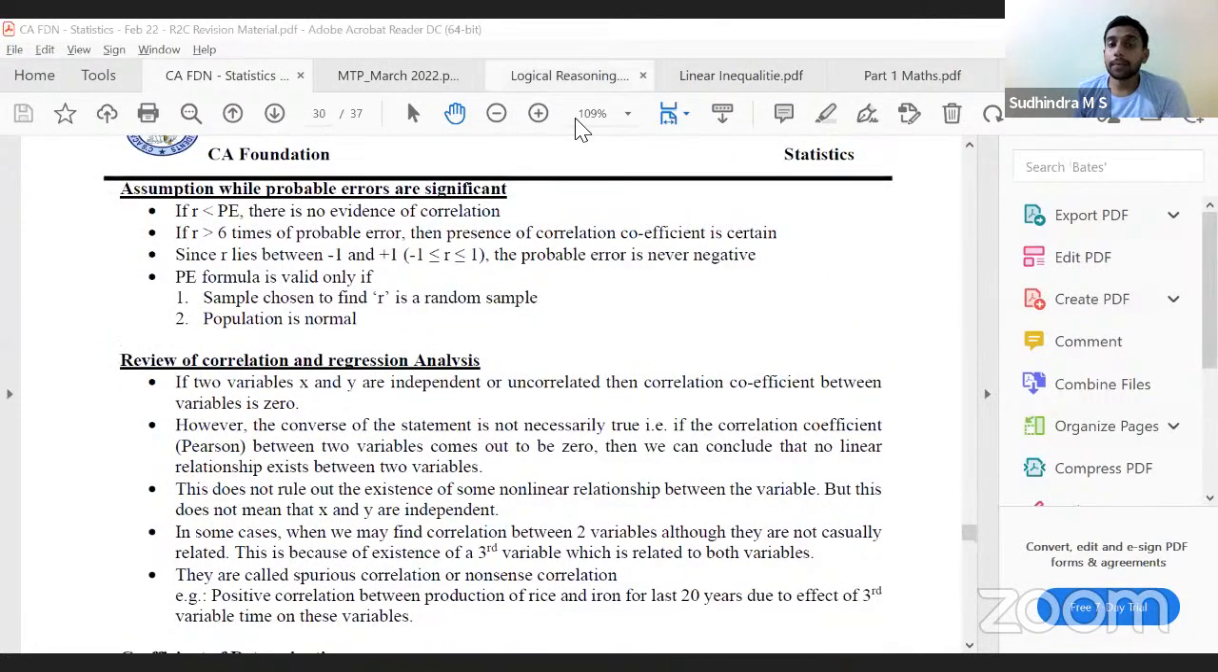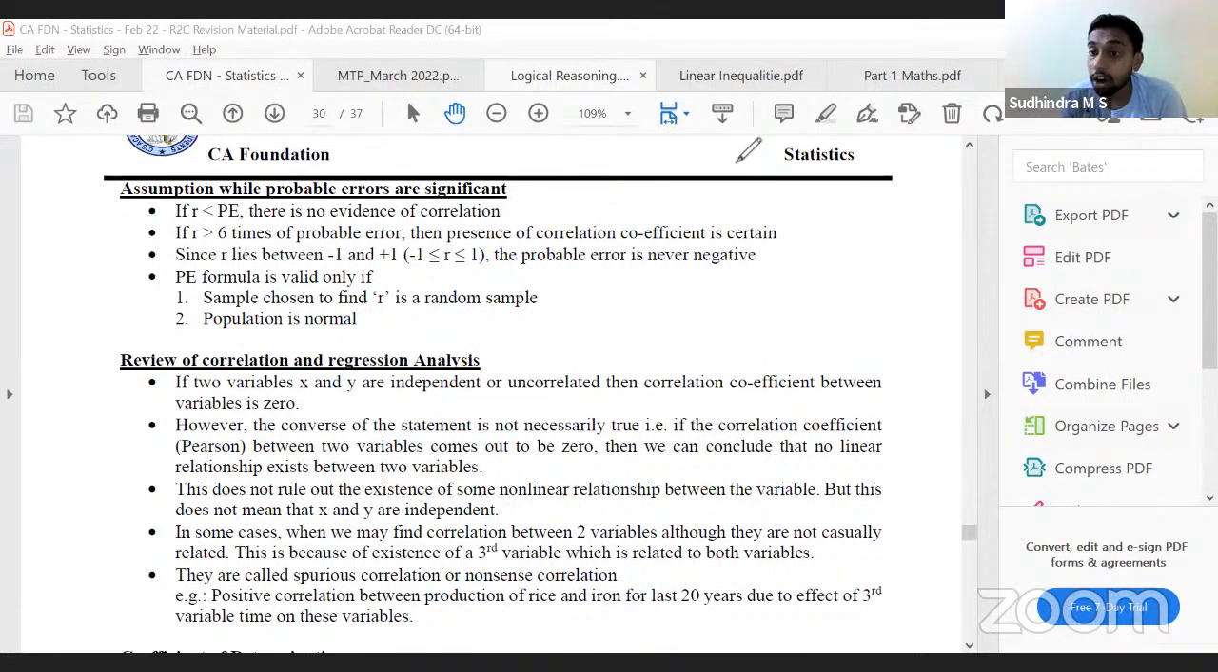Then if two variables X and Y are independent, then we say the correlation coefficient is 0 because they are independent. But just because the correlation coefficient is 0, we cannot say that the two variables are independent. The converse: if two variables are independent, the correlation coefficient is 0. But if the correlation coefficient is 0, we cannot say that the two variables are independent.